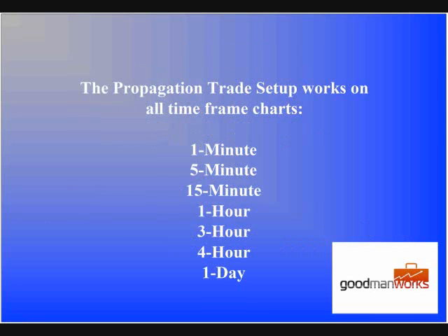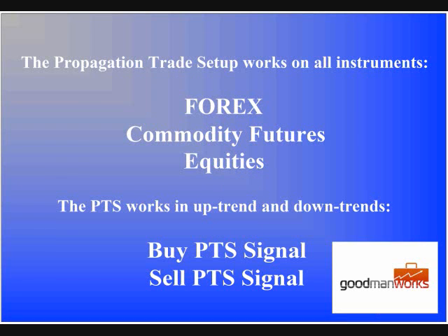The propagation trade setup works on any time frame. We use it mostly on 15-minute and 1-hour charts, but it applies to 1-minute and 1-day charts just as well. It works equally well as a buying or as a selling signal. The propagation trade setup also works for equities and commodities, but not quite as well as it does on currencies. The higher the leverage of the market, the better it works. A typical propagation trade setup takes from 6 to 10 bars to completely form and to generate a buy or sell signal.